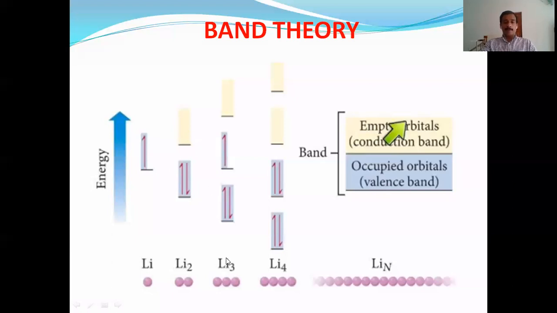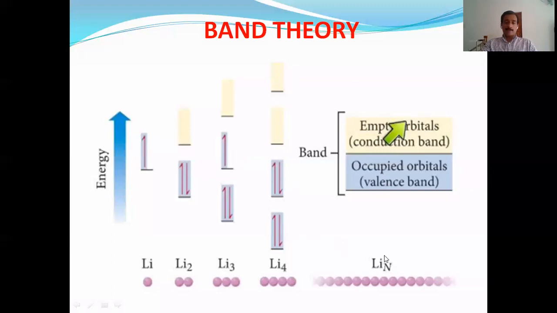In the case of Li3, how many atomic orbitals are combining? 3 atomic orbitals. Three 2s orbitals are combining, and as a result, you will get 3 molecular orbitals. Out of these 3 molecular orbitals, 2 are filled, and the antibonding molecular orbital will be vacant. If there are 4 lithium atoms, 2 bonding molecular orbitals and 2 antibonding molecular orbitals will form. Only the bonding molecular orbitals will be filled.